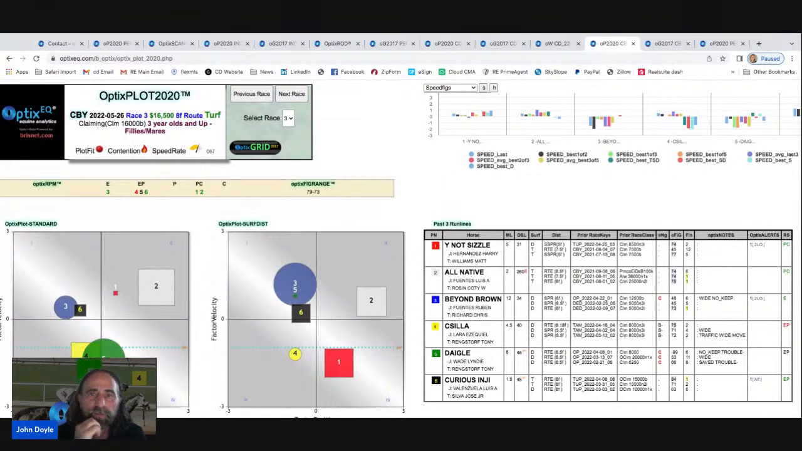Oh yeah, so in this race, I thought we had, it wasn't the 3, it was the 1, the horse that we thought was interesting in race 3 at Canterbury, another horse with off the pace potential in that race with a high contention, high speed rating, as you see.